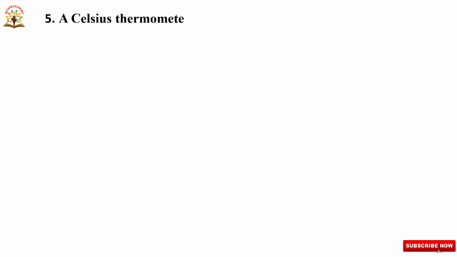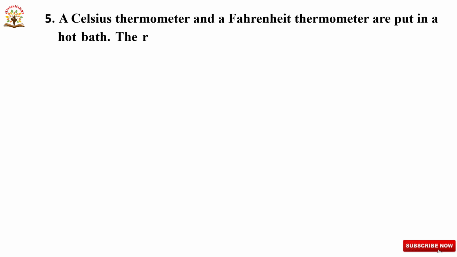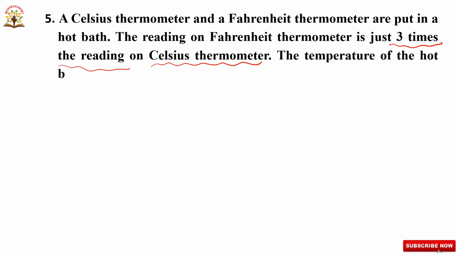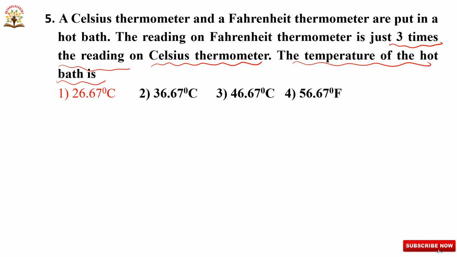Fifth one, a Celsius thermometer and a Fahrenheit thermometer are put in a hot bath. The reading on the Fahrenheit thermometer is just 3 times the reading on the Celsius thermometer. The temperature of the hot bath is? Here we are taking the given: the Fahrenheit reading is just 3 times the reading on the Celsius thermometer. So now let us go to the solution.